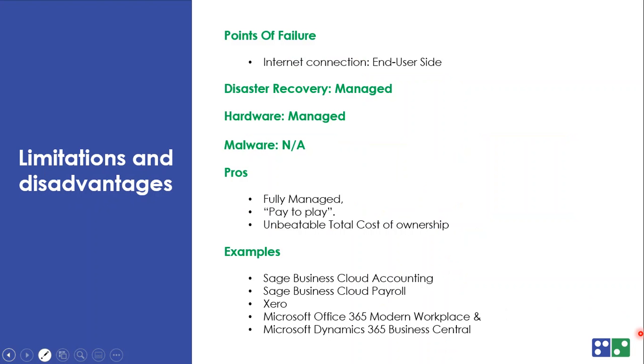and this is where the world is going to, right? Your points of failure again here is only the end user side. If you can't connect, you need a failover connection. You just need to be connected to the internet. Disaster and hardware is managed for you, and maybe important to understand, like with Sage 1, we probably could have asked them, what is your upgrade schedules and policies, but it's typically not something that we'd consider as an end user. I mean, the pros here is, again, fully managed, pay to play, and your cost of ownership.